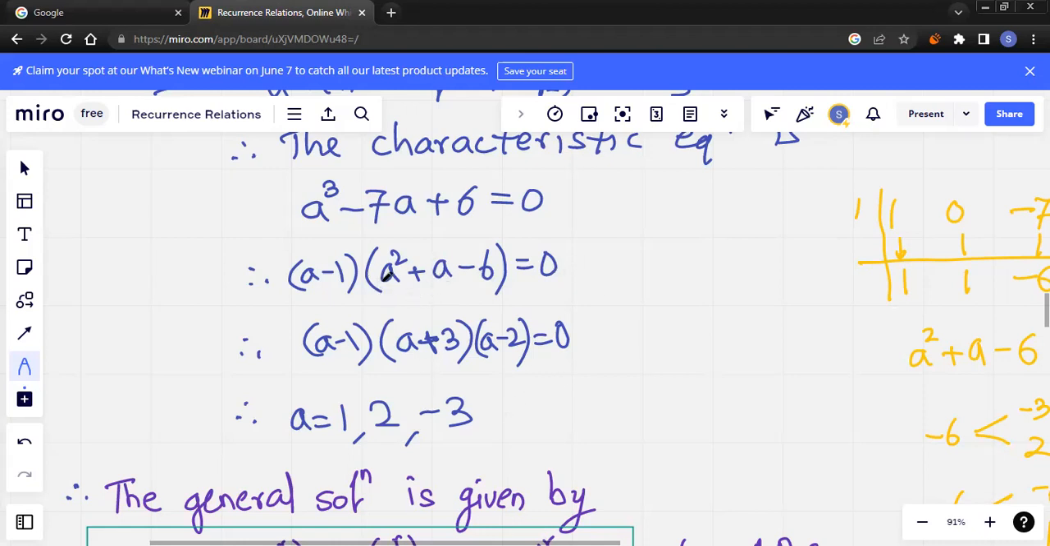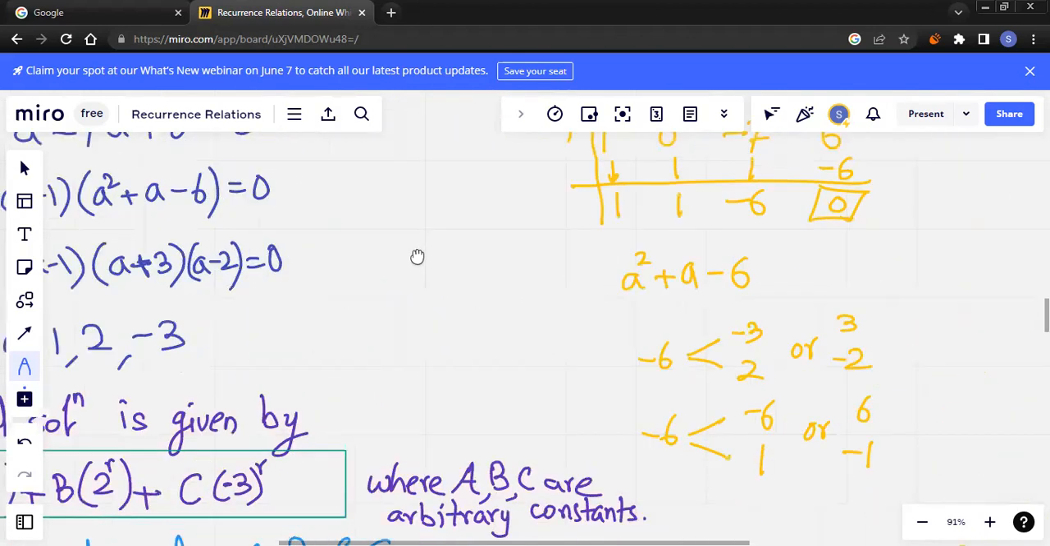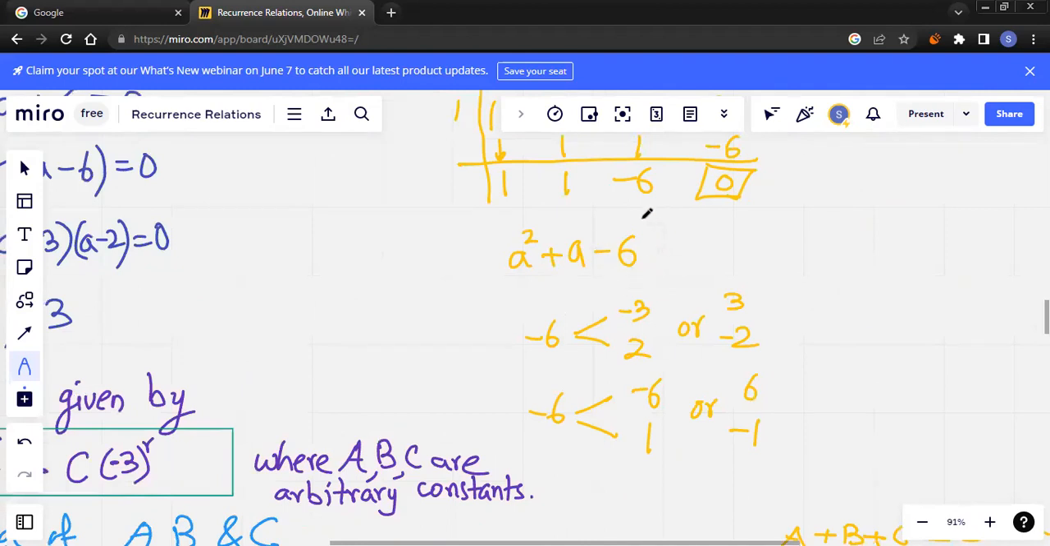Now to factorize this a square plus a minus 6, you can see you want product to be minus 6 and sum to be plus 1. If the product is negative, it's natural that the factors have opposite signs. If one factor is positive, the other has to be negative. So here we have tried with the rough work. Minus 6. What are the factors of minus 6? You can achieve 6 by 3 twos or 6 ones. This is the only thing. For 3 twos, you want minus 6. So the factors will be either minus 3 and 2 or 3 and minus 2.